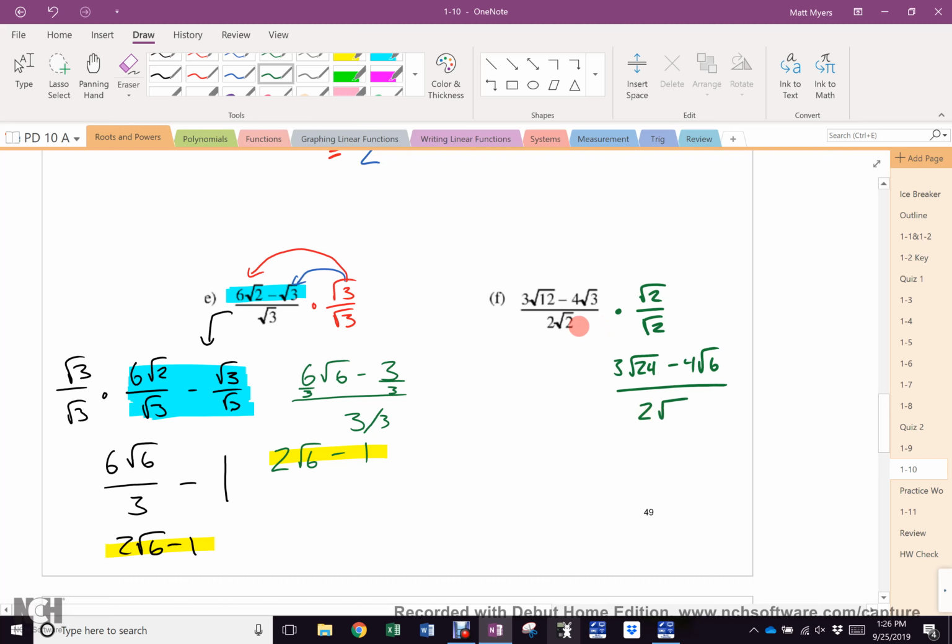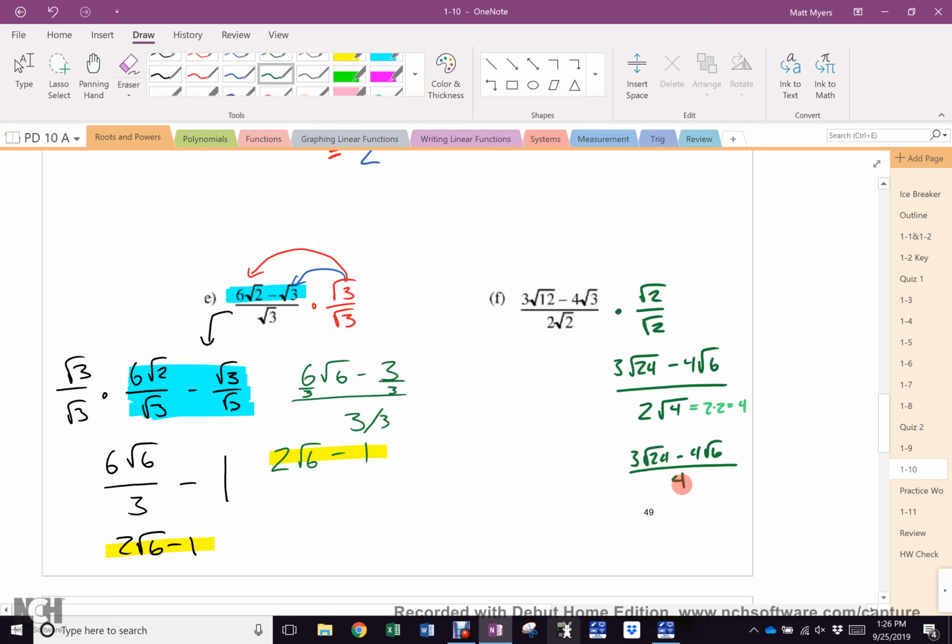2 root, and then 2 times 2, 2 root 4, right? And what is the root of 4? 2. That equals really 2 times 2, which equals 4. Yes? So what I really have here is 3 root 24 minus 4 root 6 over 4.